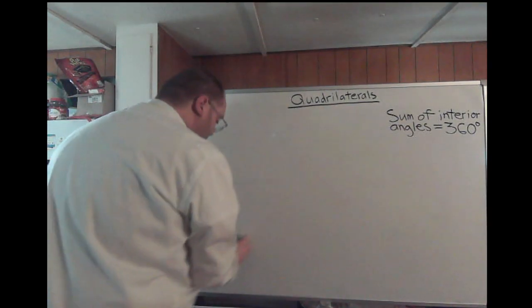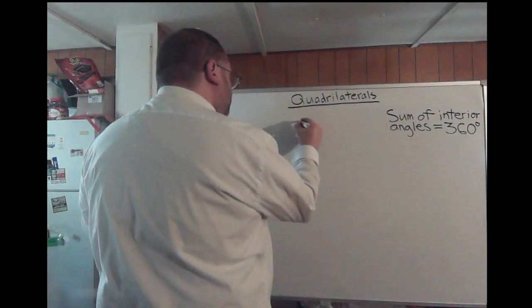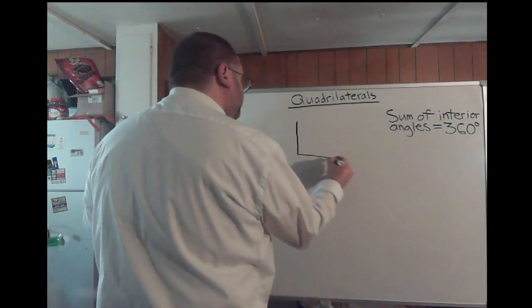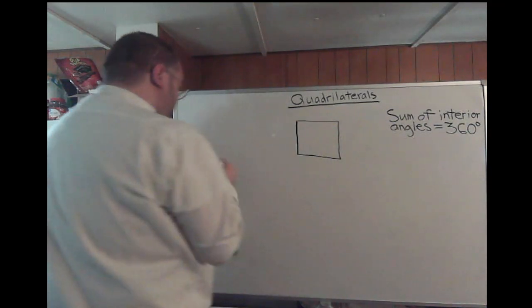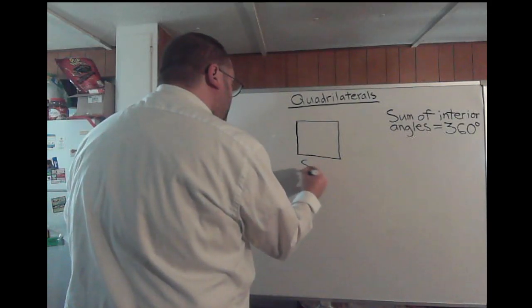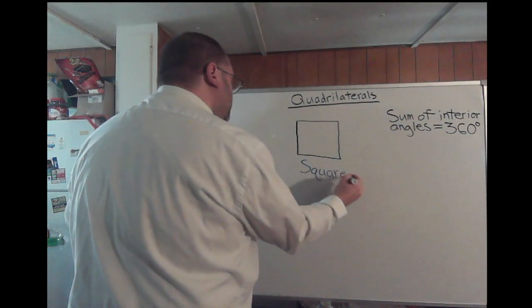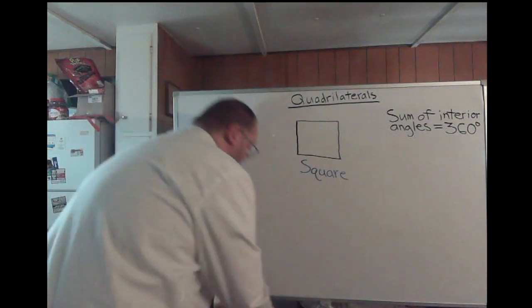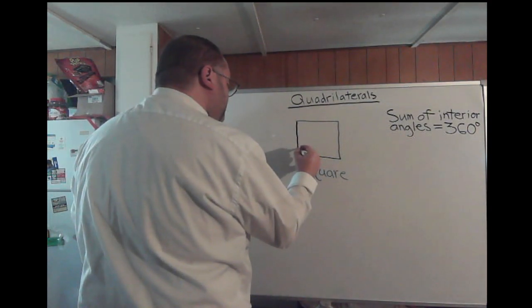Then last but not least, I will draw something else everyone's used to. Everyone should know what that is. That is a square. We got a square, in which a square has four right angles.